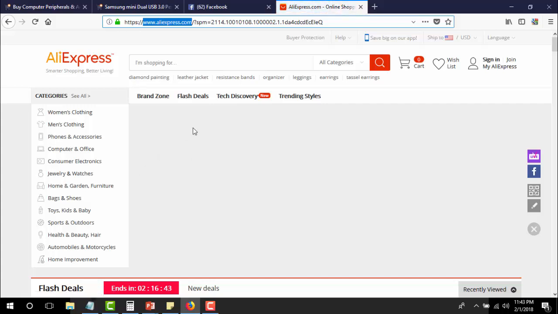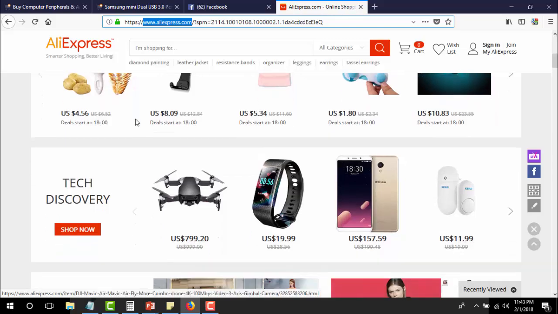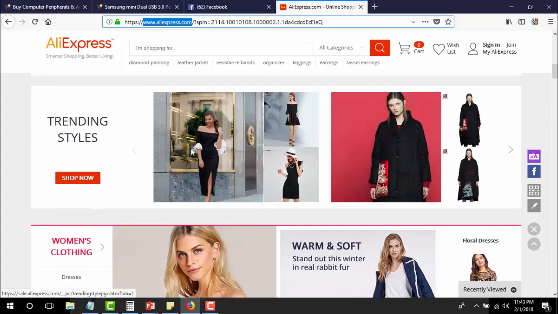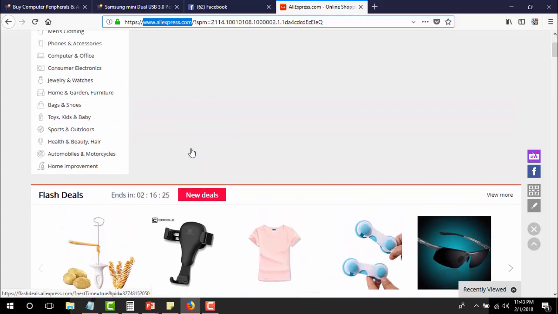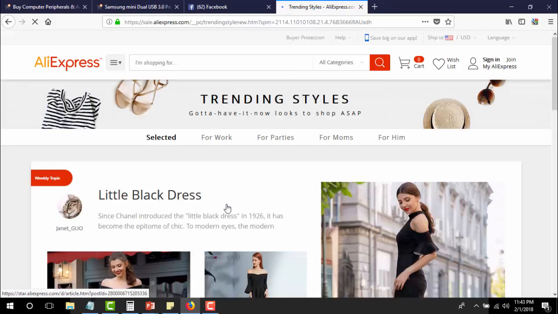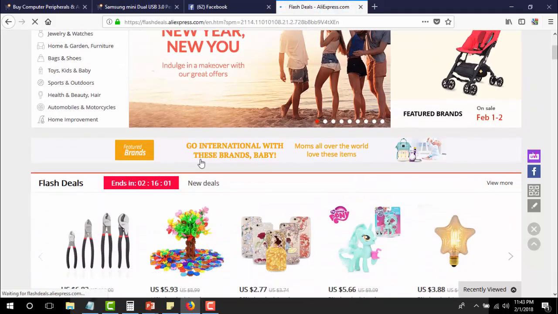Then you come straight to flash deals. It also gives a gist about it. Since they have taken off that option, AliExpress used to have best selling. It seems they've taken it off. So trending style will be the best page to go. Trending style will deal with apparel. So let's go on for the flash deals.